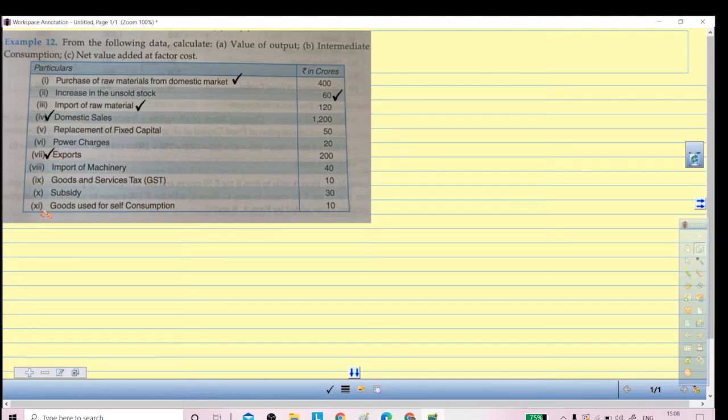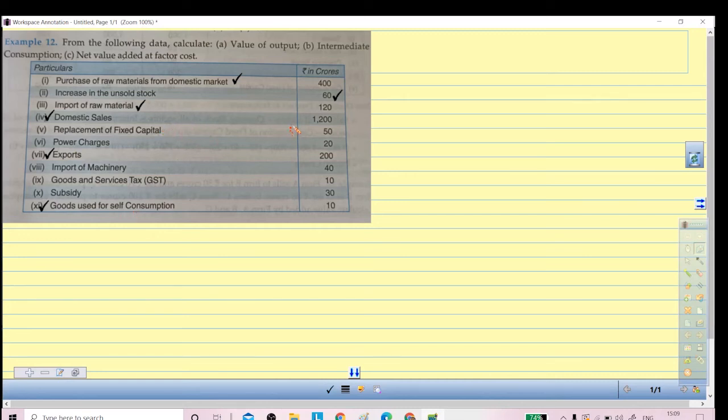And also see the last term, goods used for self-consumption. This is also adding something to the flow of goods and services. Whatever be the value of goods that is used for self-consumption also constitutes the value of output. As it is not sold in the market, but it is adding something to the value of output. So while calculating value of output, we have to take the sum of all these three, that is domestic sales, export and goods used for self-consumption.